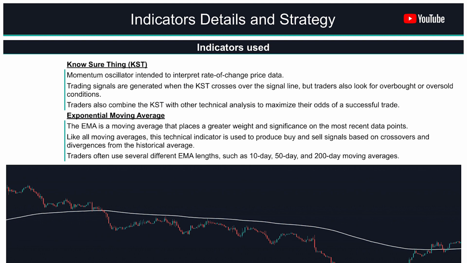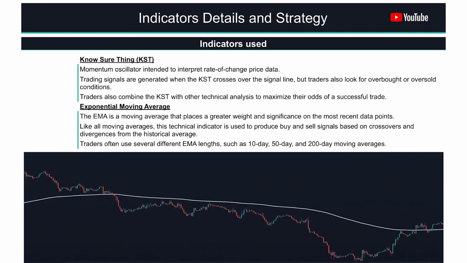An exponential moving average, also known as an EMA, is a sort of moving average that gives the most recent data points more weight and relevance. The exponentially weighted moving average is another name for the EMA, so it reacts more strongly to recent price movements than a simple moving average, which gives all the observations in the period identical weight.